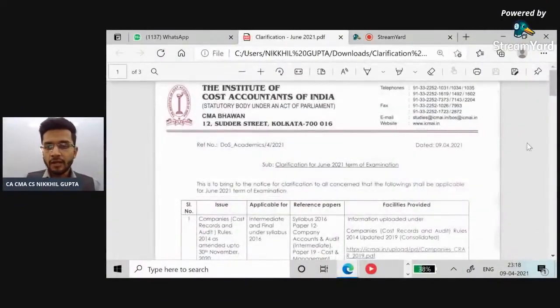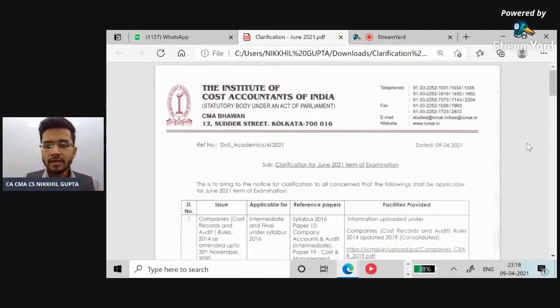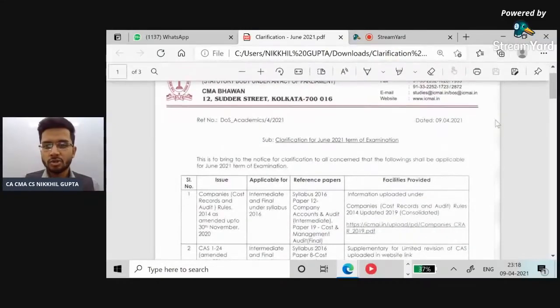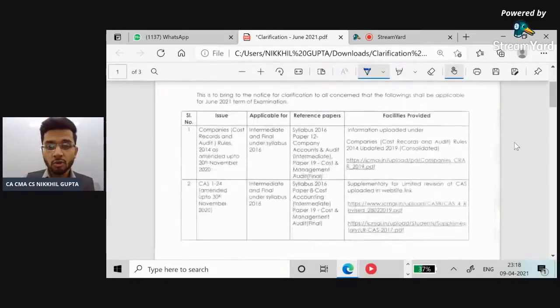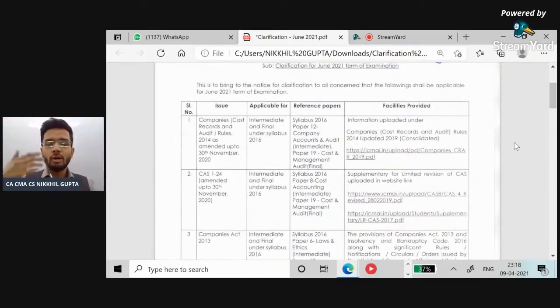Let's start reading the clarification which has been issued by the institute. Guys, this clarification has been issued on 9th of April 2021, stating clarification for June 21 term examination. Now, there are amendments which come in law. So income tax, corporate law, there are amendments which come in. So which all amendments will be applicable in June 2021? This clarification is regarding that aspect.